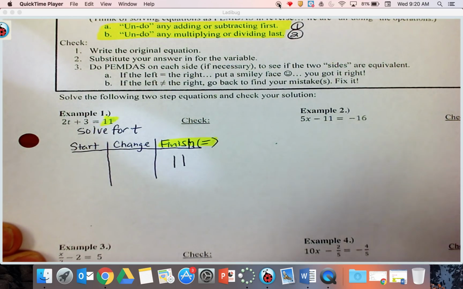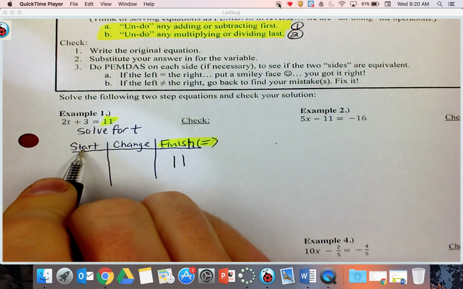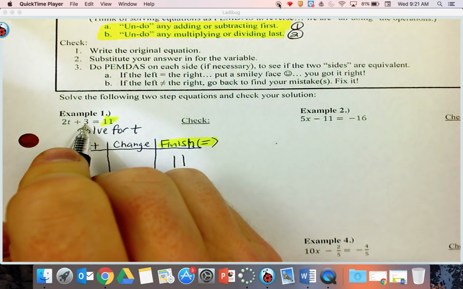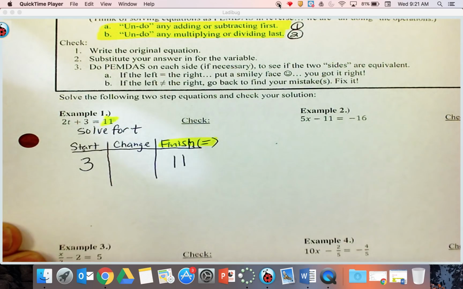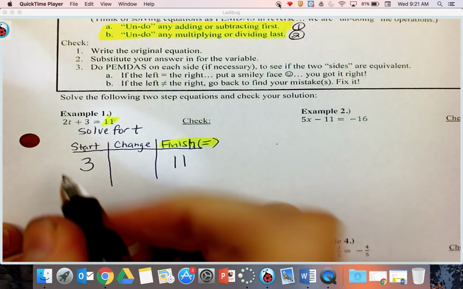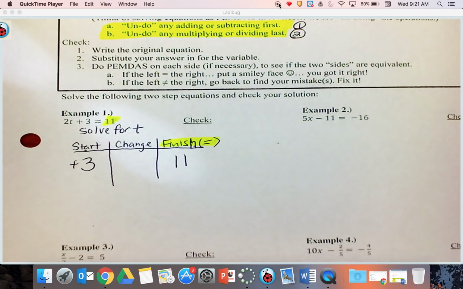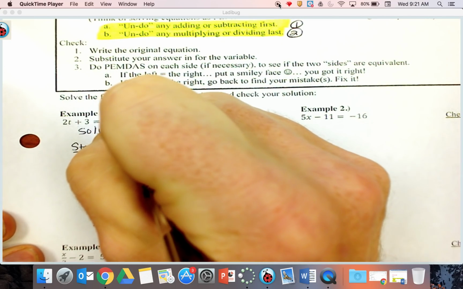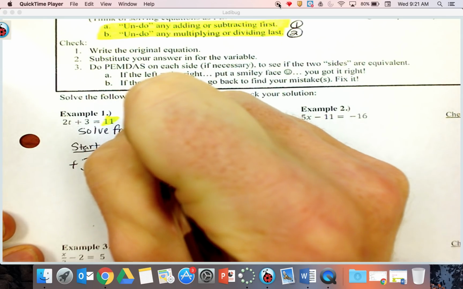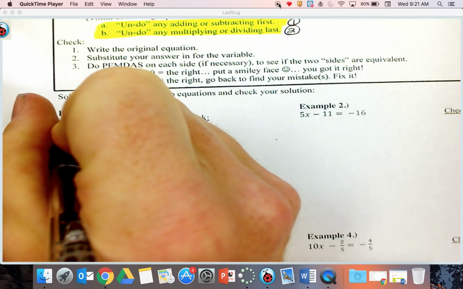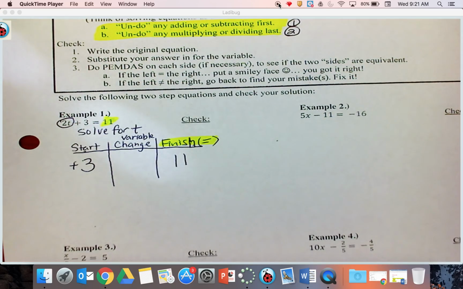The start value is just the number without the variable. So the number without the variable here is 3. And what operation is happening with the 3? It's a plus. My change is the variable, or the part that's with it. So the part that's with my variable here is the 2t. So the 2t is my change.